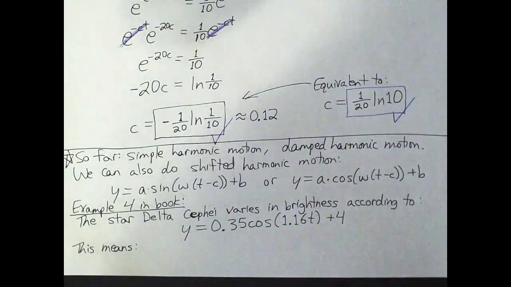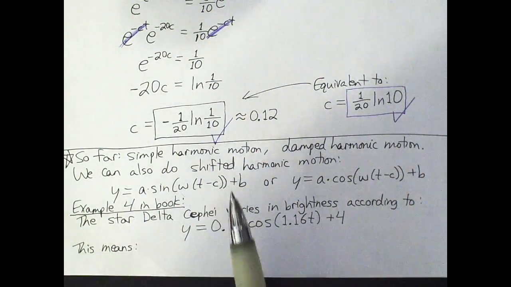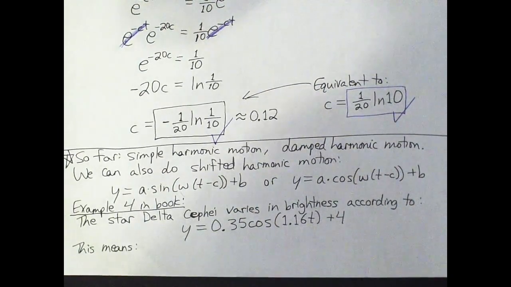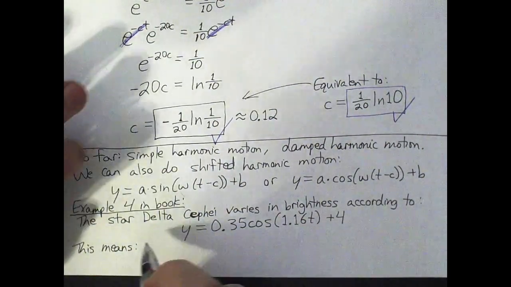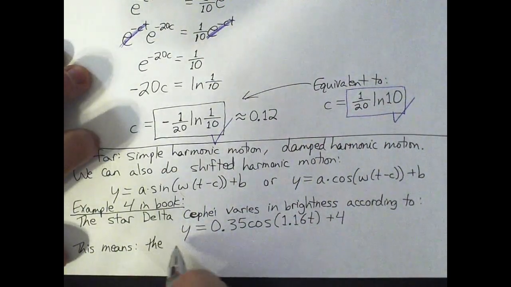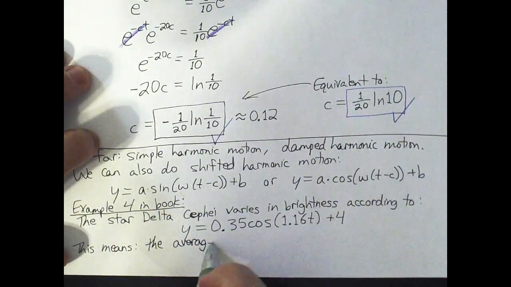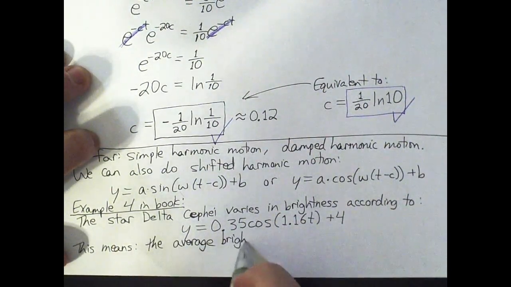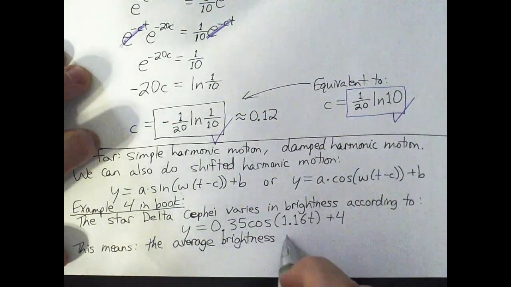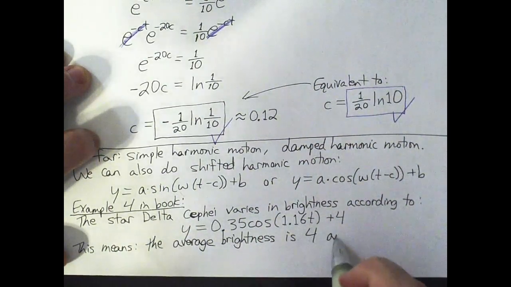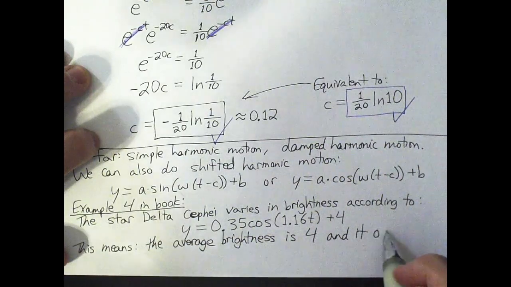So if the +4 were not there, then I would say the amplitude is 0.35. The highest that this is going to go is a brightness of 0.35, and the lowest it's going to go is -0.35. But because there's a +4, take all those numbers and add 4 to them. Okay, so this means the average brightness is 4, and it oscillates.